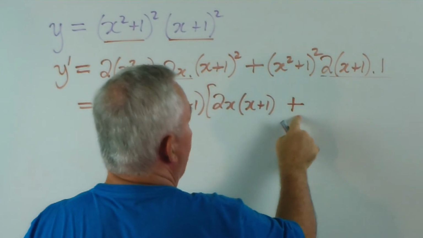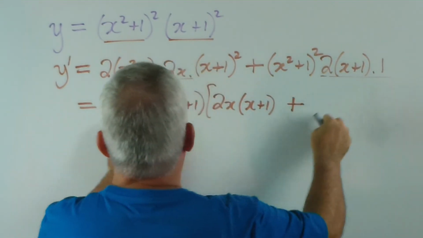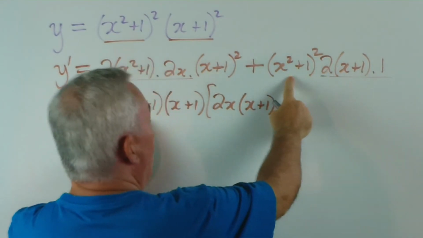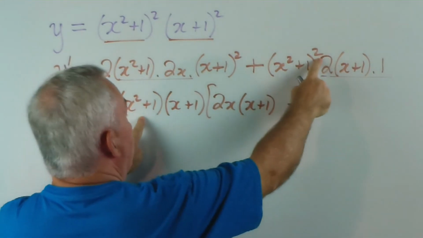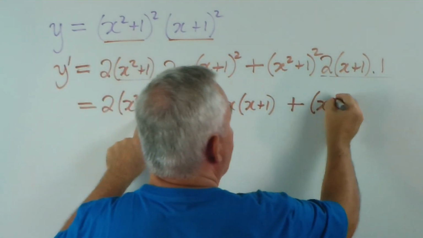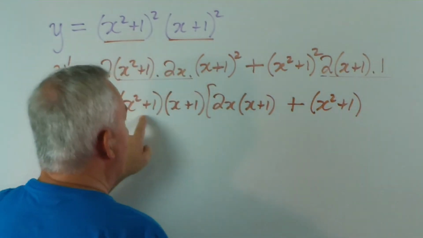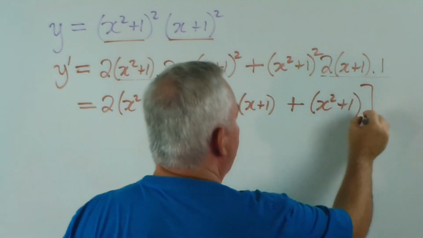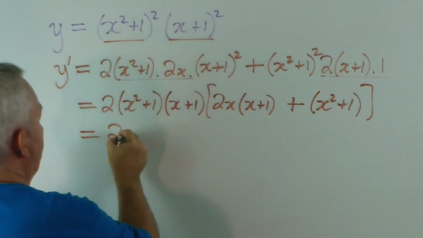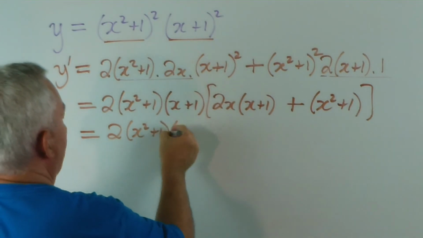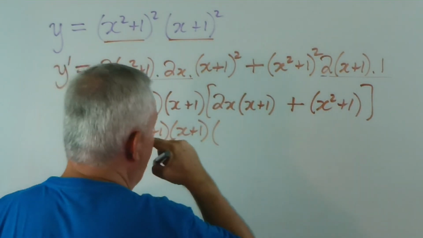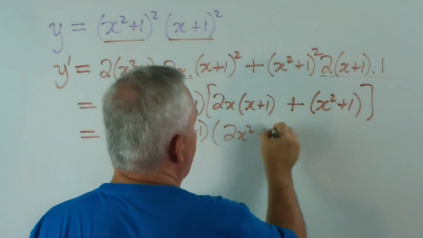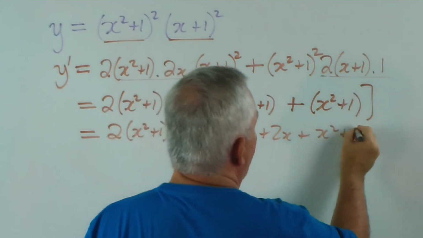Plus, and now we take these same things out of here. We take the 2 out, x plus 1, now this is x plus 1, but this is x plus 1 squared. So when we divide this out of this, we're still left with an x squared plus 1. And the x plus 1 comes out, and of course times 1 we won't bother with. Let's leave this alone. And now we expand this to see what we get. 2x times x is 2x squared. 2x times 1 is 2x. x squared plus 1.